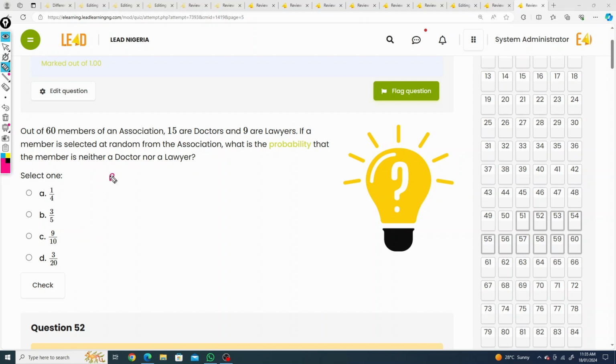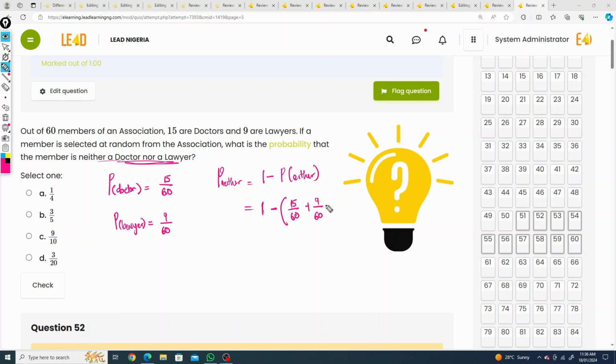Okay, so 15 doctors. So the probability of a doctor would be 15 out of 60. And then the probability of a lawyer would be 9 out of 60, right? So the probability of neither will be 1 minus the probability of what? Either. All right, so that will be 1 minus 15 over 60 plus 9 over 60.